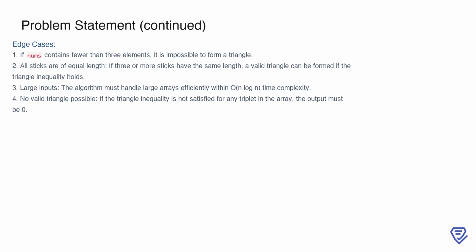Finally, there may be cases where no valid triangle can be formed at all. This can happen if, for every combination of 3 sticks, the triangle inequality is not satisfied. In such cases, the output should simply be 0. With these considerations in mind, you're now ready to start thinking about how to approach the solution.